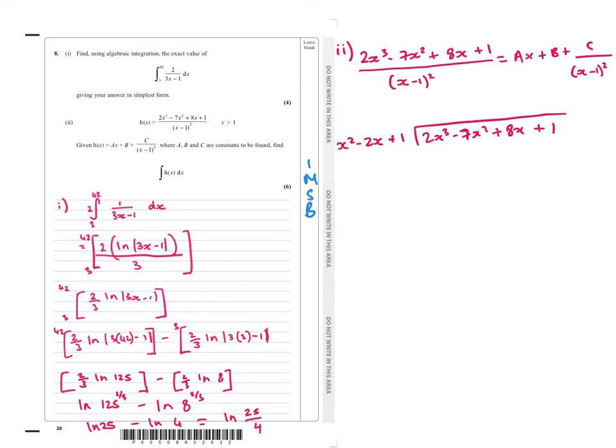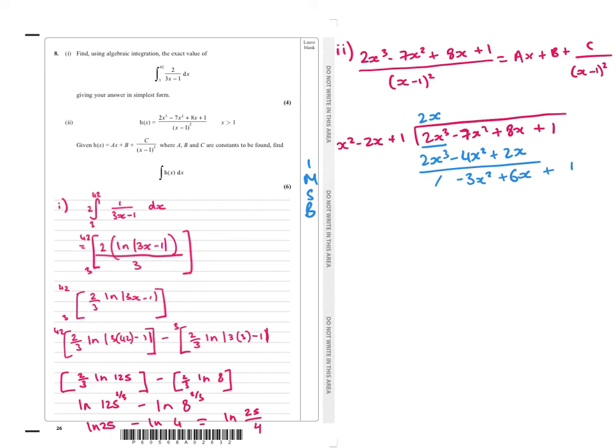So, x squared goes into 2x cubed by what? It's 2x. Now I'm going to multiply 2x times x squared, 2x cubed, 2x times minus 2x is going to be negative 4x squared, 2x times 1 is 2x. Okay, subtract, minus 7x squared minus minus 4 is minus 3x squared, 8x minus 2x is plus 6x, and then we're going to bring down the 1.